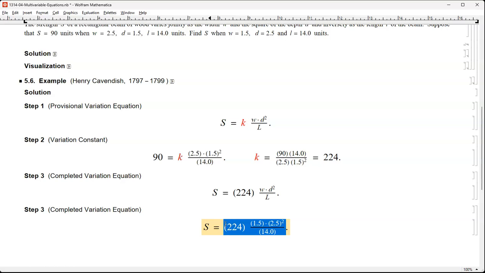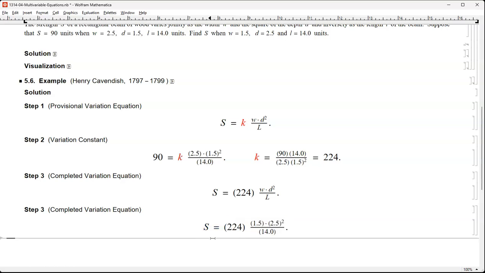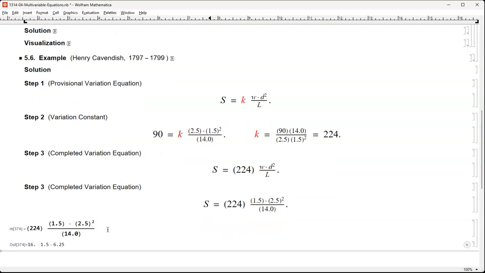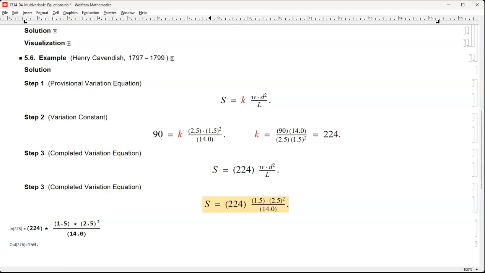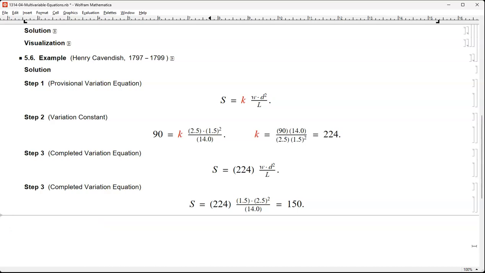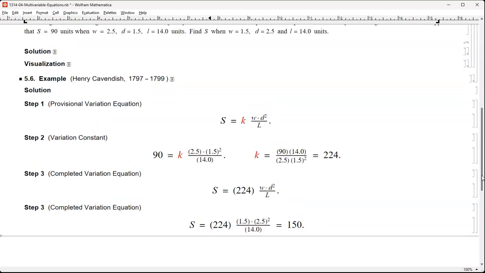And calculating this is no big deal again. Put it into the calculator and run it. Ooh, this multiplication symbol here, Mathematica didn't like it. 150. So the strength is 150. Previously 90. After tilting we get 150.